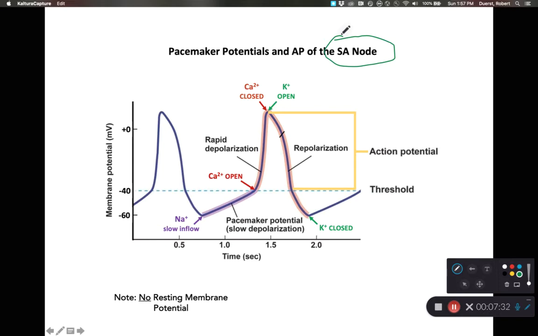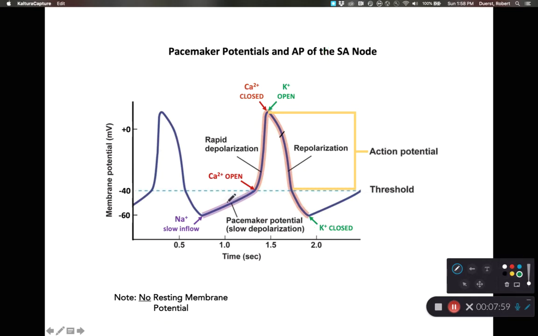These cardiomyocytes have the highest frequency of depolarization. So these are just special heart muscle cells that depolarize at a higher frequency than the rest of the heart. And these heart muscle cells are called the pacemaker cells. And something we need to emphasize with these pacemaker cells is that there is no resting membrane potential. There are constant changes in voltage.